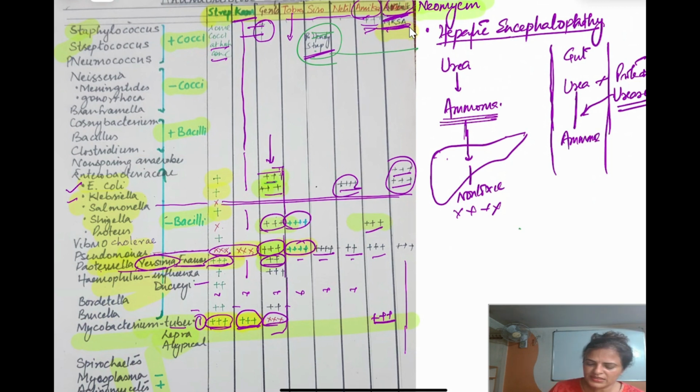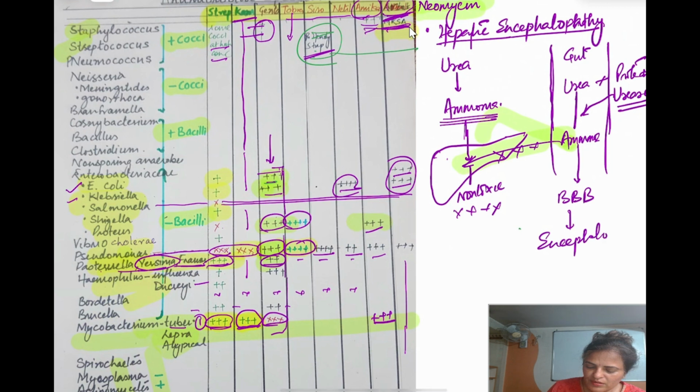Okay. Now this ammonia is not converted, because there is liver failure. So the conversion of this ammonia into a non-toxic product does not happen. Then where will it go? It will cross the blood-brain barrier and cause what? Encephalopathy.